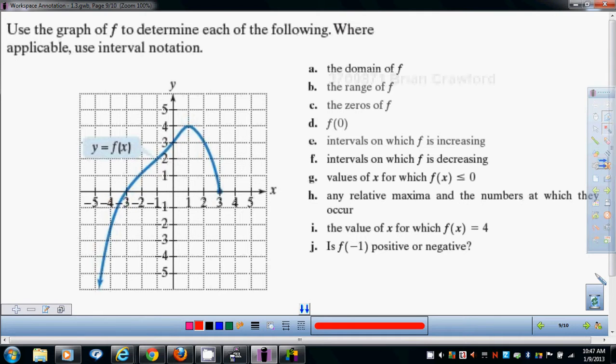Now, what this means, for what values of x is your y less than or equal to 0? He's exactly right. It means below the x-axis. So basically all you need is everything below. So that's negative infinity to negative 3. But it also says equals to 0, so you'd have to include the 3. Perfect. Relative maxima.